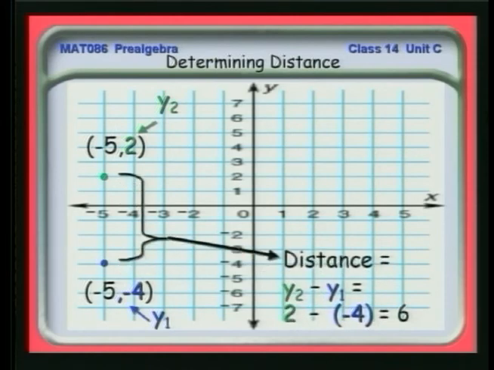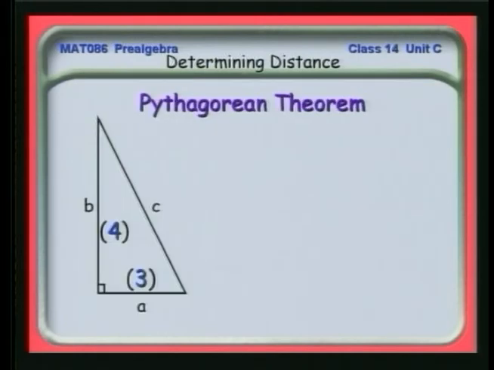If I look at the distance, it's going to be y2 minus y1. y2 is 2, y1 is minus 4. 2 minus a minus 4 is going to give me 6. And of course, as I said, I could get that by counting units. What now about two arbitrary points that aren't exactly horizontal or exactly vertical?